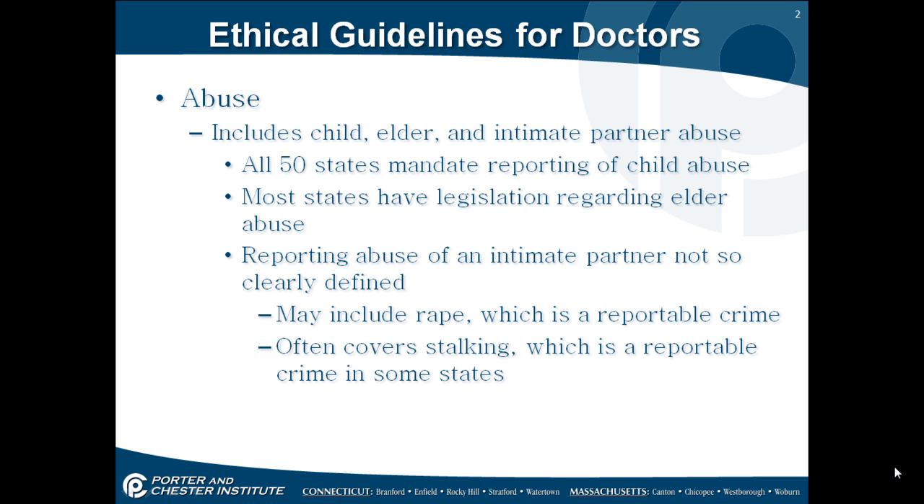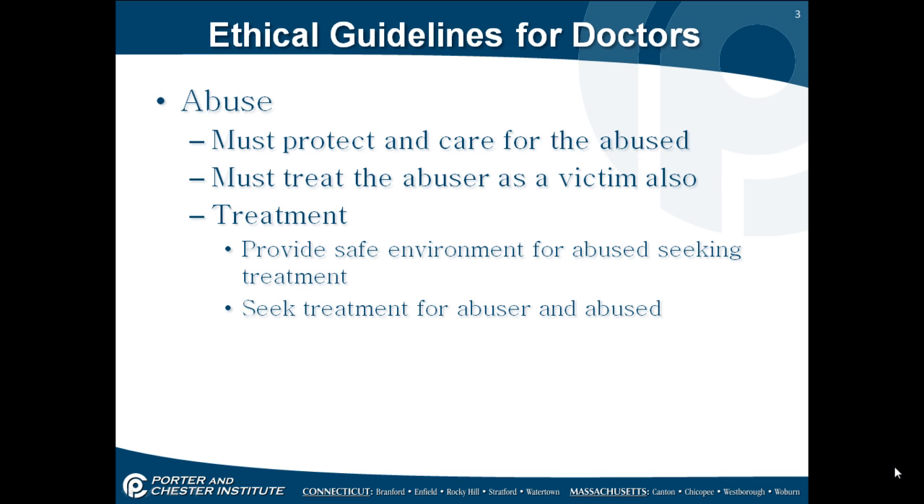Reporting abuse of an intimate partner is not so clearly defined, however. This may include rape, which is a reportable crime. Often covers stalking. Child abuse and elderly abuse reporting is mandated for the medical assistant and for the physician. Abuse: we must protect and care for the abused. However, we must treat the abuser as a victim also if they have been injured. Treatment: provide a safe environment for the abused seeking treatment, and seek treatment for the abuser and the abused.